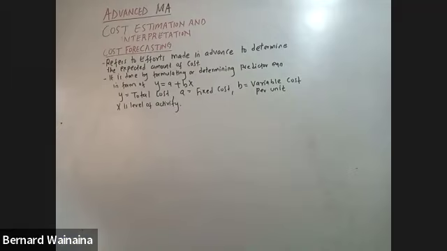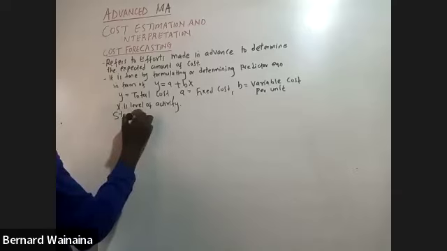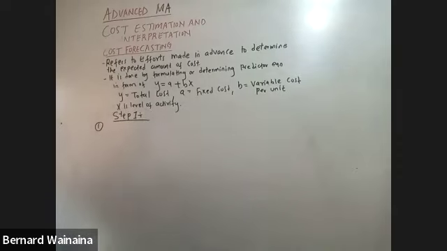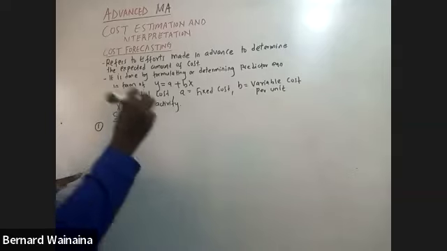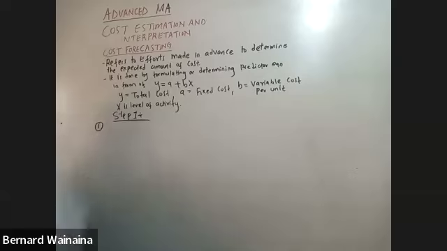Now, the steps used for prediction purposes. This one I'm going to dictate. Number one: identify the cost to be predicted. So step number one, identify the cost to be predicted.